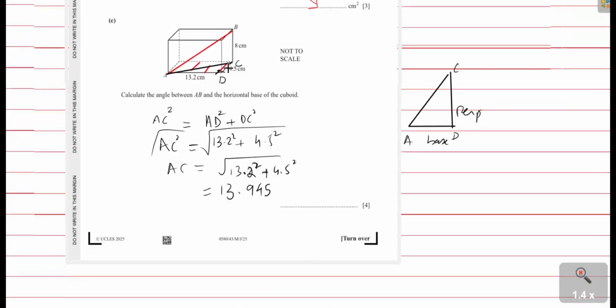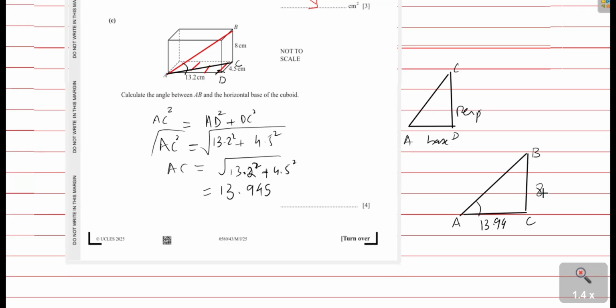Look here, this triangle ABC is also a right-angled triangle. We will draw this right-angled triangle ABC here. BC is 8 centimeters, AC is 13.94. We can calculate the angle BAC, and this angle we have to calculate.